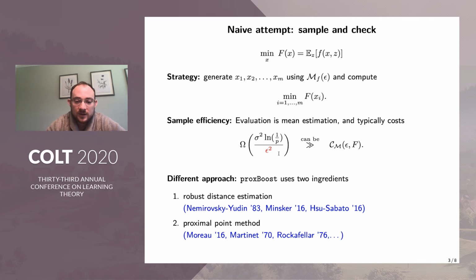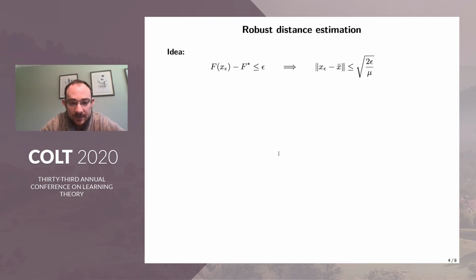Okay, so the first naive attempt does not work. So instead, the idea is not to evaluate the function value, but instead to compare the points x1 through xm to each other. Why is this an interesting idea? Well, first of all, if x epsilon returned by our algorithm is epsilon optimal, then by strong convexity we know that x epsilon is going to be close to x bar, the minimizer. Let's call this closeness parameter delta.